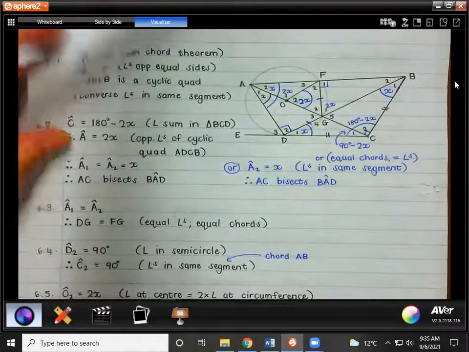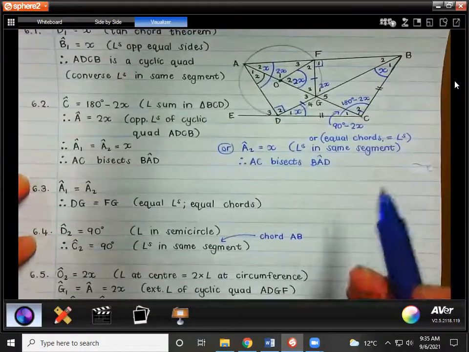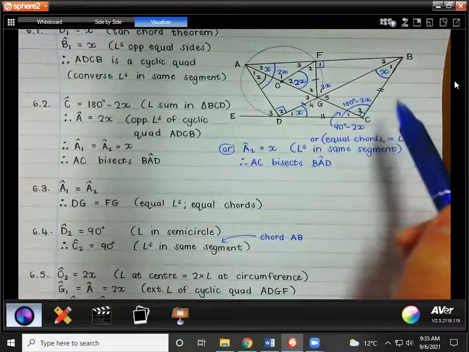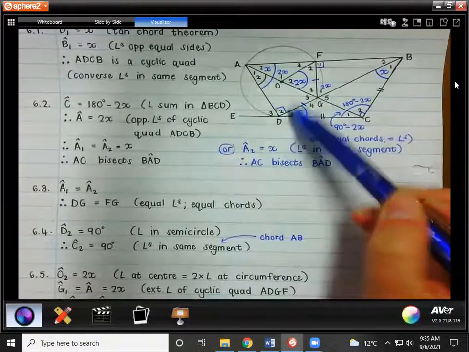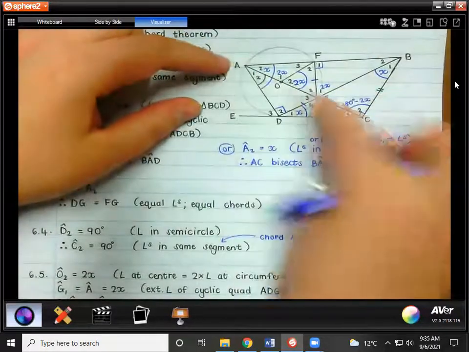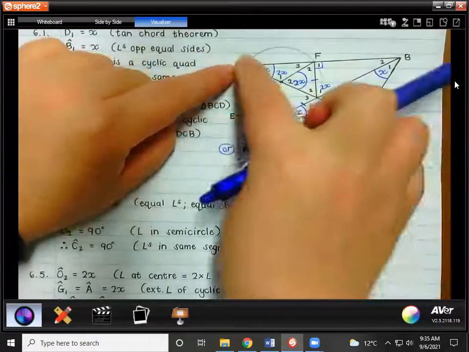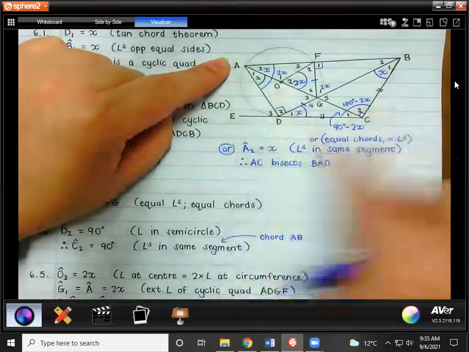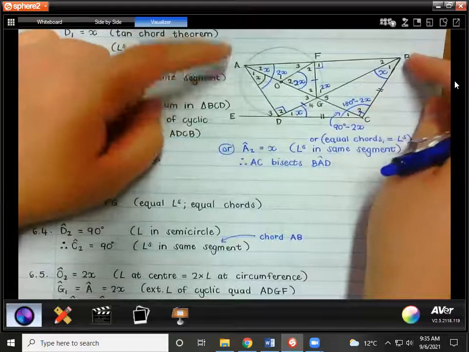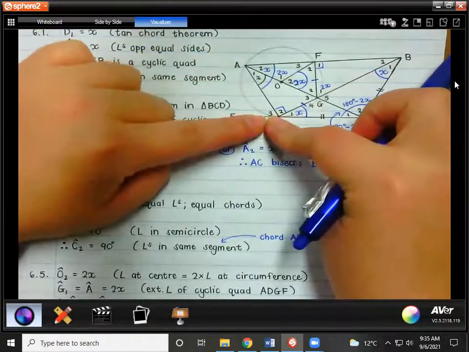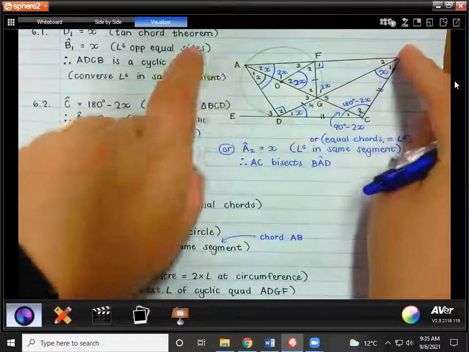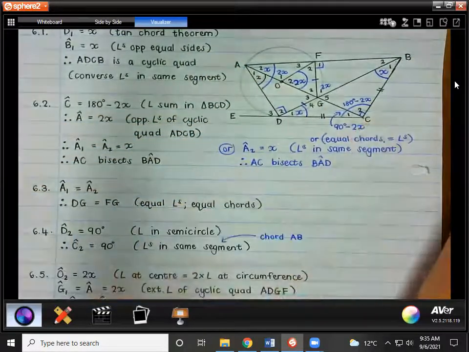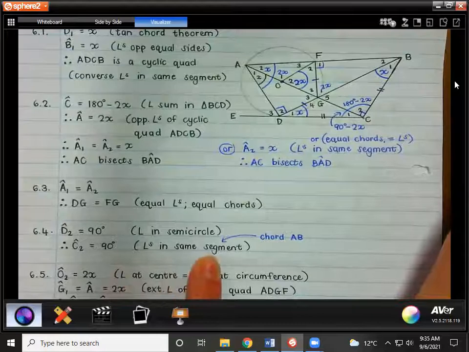In 6.4, we had to find the value of C2, I think. We said that D2 is 90 because it's subtended by that diameter. But in the whole cyclic quad here, remember, if we prove that this is a cyclic quad, we can use that going forward. AB is also subtending D2, which is 90. Because it's also subtending C2, C2 will have to be 90 because of angles in same segment.